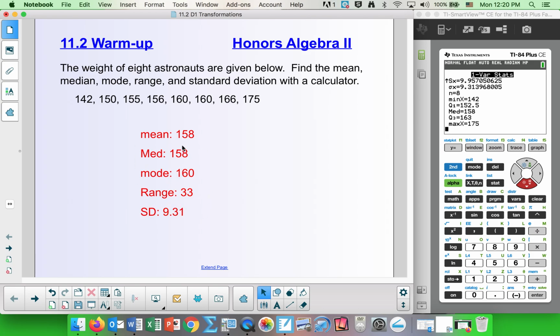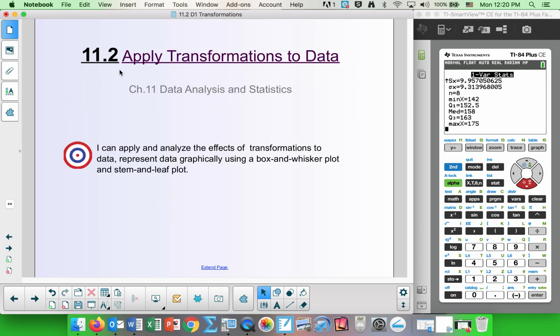Hopefully write those numbers down, do this calculation, practice it, because we're going to need these numbers as we go through on their next couple of examples. All right, so here's our title today, Apply Transformations to Data. Actually, we're not going to do the second part here. We're only going to do the transformations. Sorry about that mistake.